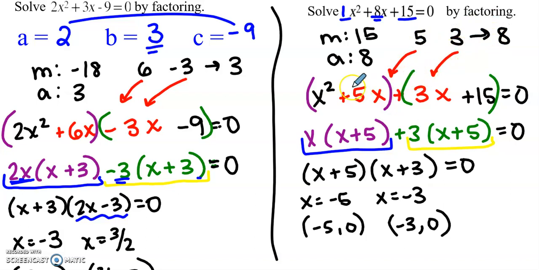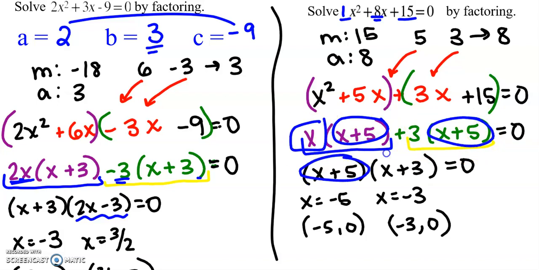So I bring these down, x squared plus 5x plus 3x plus 15. Group these together, all they have in common is an x. Group these together, they have in common a 3. Now the blue and the yellow have in common this x plus 5. So I can take that out, and I'm left with x plus 3. So you can see where those numbers are coming from, and I get the same answers that I had before.